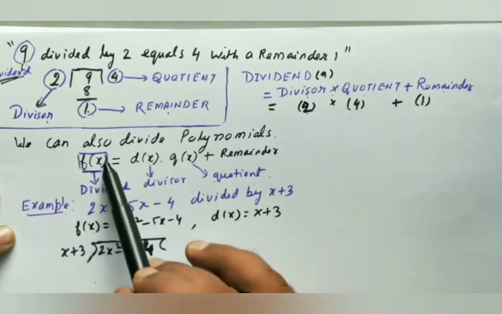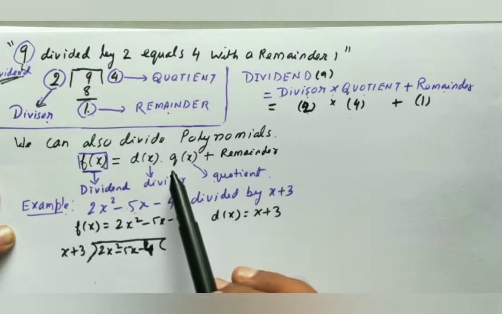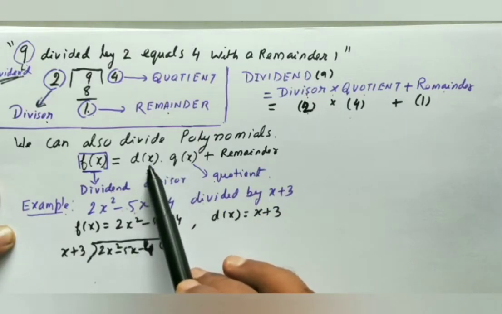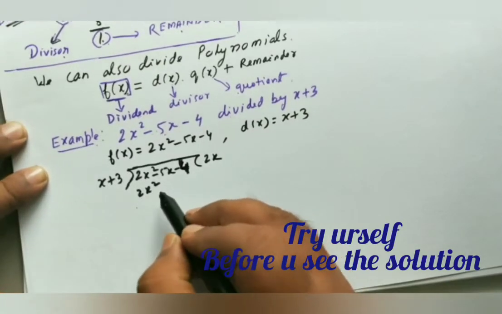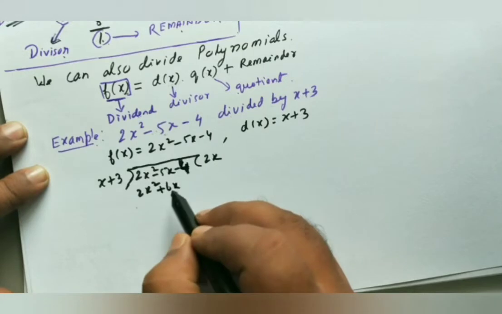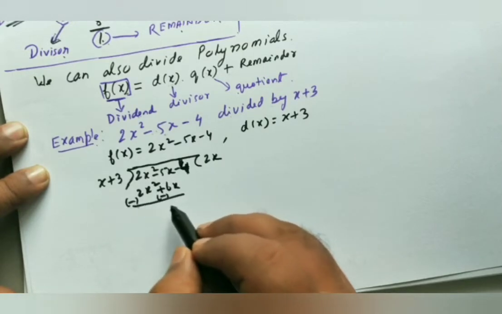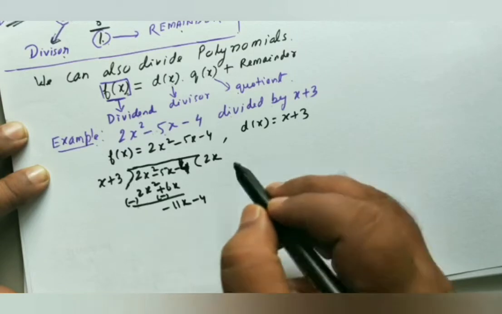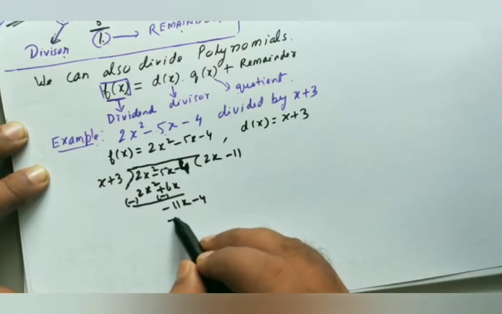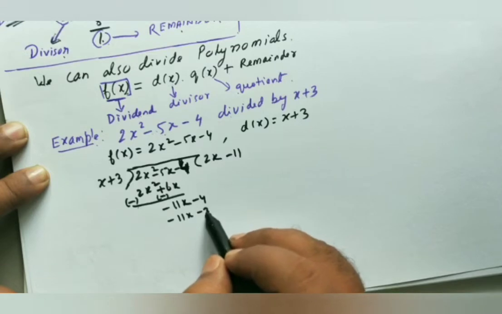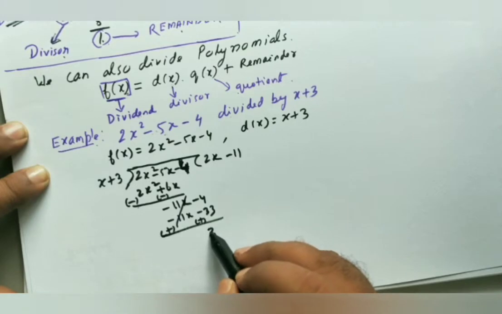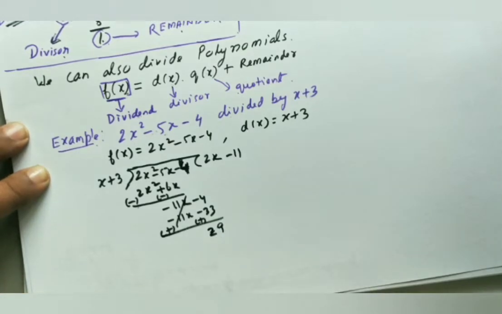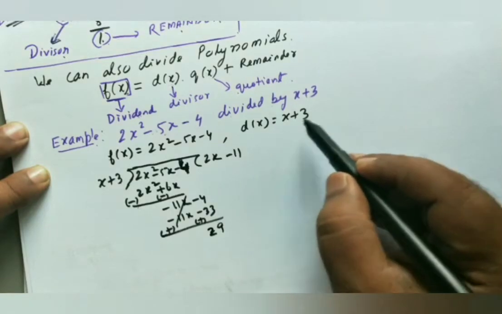For example, this is f(x). It is divided by x plus 3, the divisor. So you know how to divide. This is 2x square, then plus 6x, it is minus 11x minus 4, and here minus 11x minus 33. This is what you have been doing. Now you will not do this. Remainder is 29.